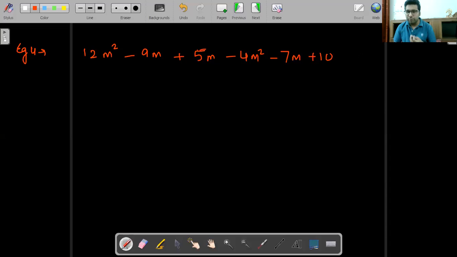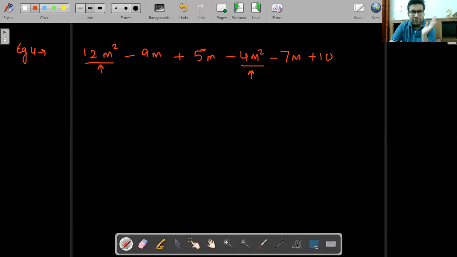So class, the question is saying you have to simplify. But how to simplify? For simplification, we need to see which terms are like terms. We can write them together and then we can solve the question easily. First, you need to understand you have 12m square. Is there any term which is like? So we have 12m square and 4m square as like terms. So we can write them together.